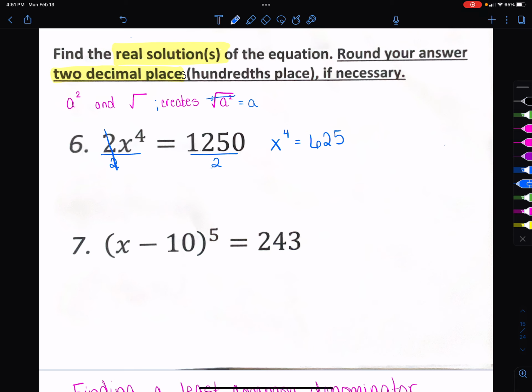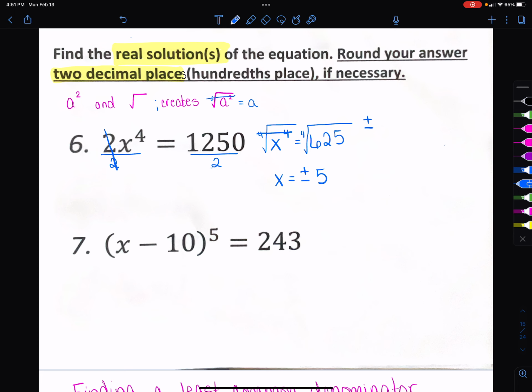Now to undo an exponent of 4, I'm going to go ahead and take the 4th root. Because I'm taking an even root, I'm going to need plus or minus, looking for my real solution. The 4th root and the 4th power cancel each other out. So I have x is equal to the 4th root of 625. If you remember me saying, the only way I can get to something that ends in 5 is by multiplying 5. So the 4th root of 625 is plus or minus 5.